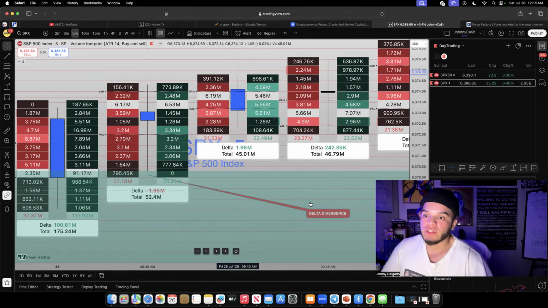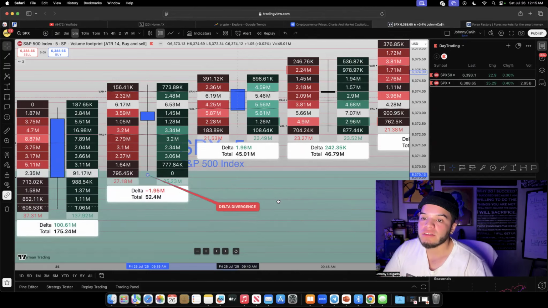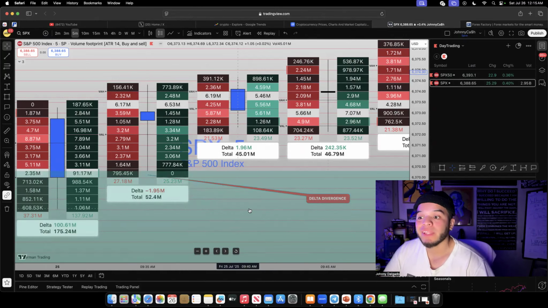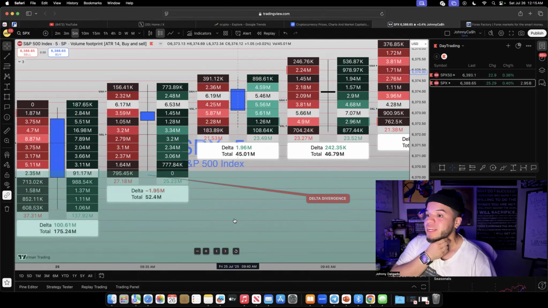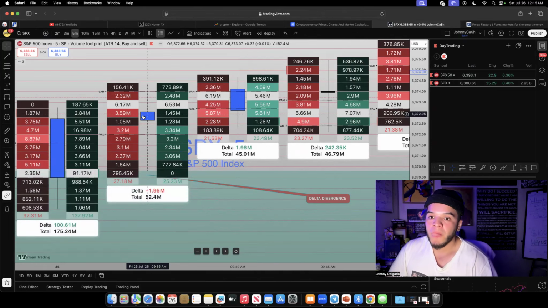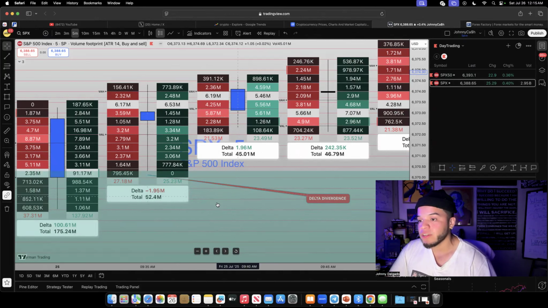So, for instance, right here, we have something called delta divergence. Now, I'm going to explain to you guys what that is. And in the next video, I'm going to break down order flow a little bit longer, maybe do an order flow boot camp. But you guys can see that there's a number at the bottom. That number shows us how many orders are being booked in, how many contracts are executed, and how many of them are favoring either buyers or sellers.